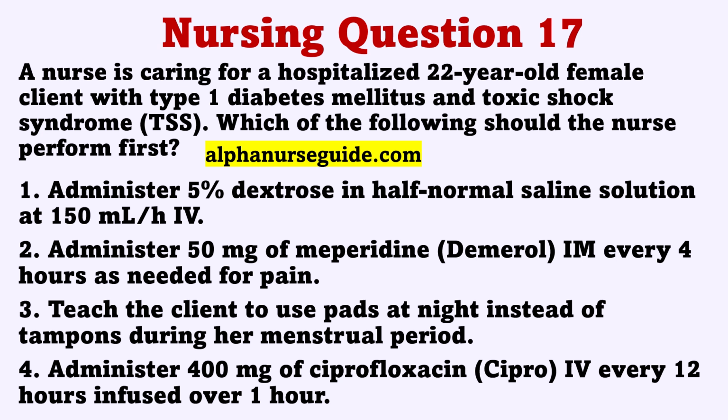The correct answer is 1. Administer 5% dextrose in half-normal saline solution at 150 milliliters per hour IV. Fluid losses can occur from vomiting, diarrhea, and fever and can lead to hypovolemic shock. The first nursing action is to treat the hypovolemic shock that accompanies toxic shock, so the IV fluids must be administered immediately. The fluid replacement is critical to avoid circulatory collapse. Pain medication and teaching can be implemented later. Antibiotics will be given because toxic shock syndrome is caused by a staphylococcal infection. However, fluid replacement is initiated first to treat life-threatening hypovolemic shock.